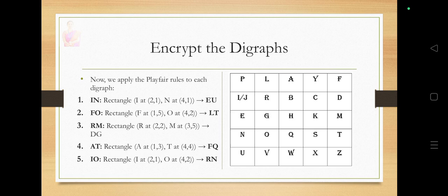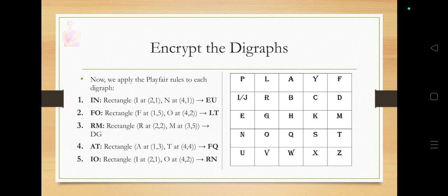First you take the F row and see the intersecting letter. Which one is the intersecting letter? L is the intersecting letter. Is it clear? And then see O. Which one is the intersecting letter? T. So that's why we are having L and T as the answer. Is it clear? Next one.